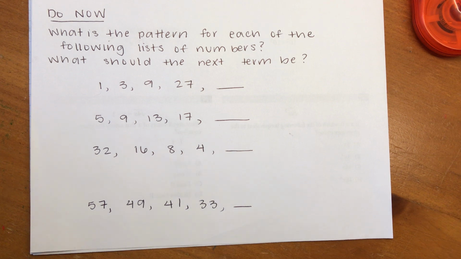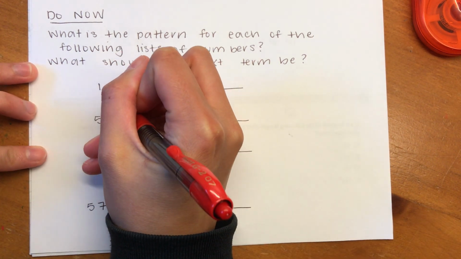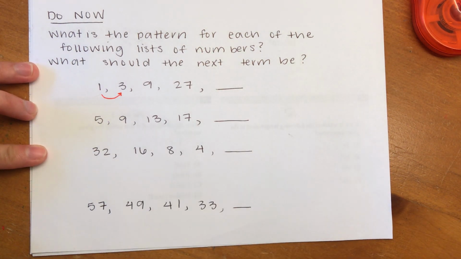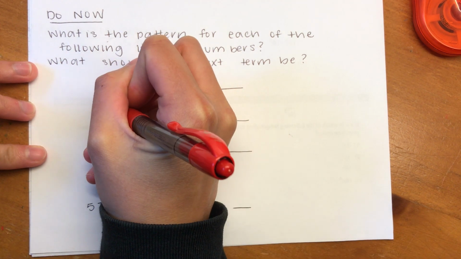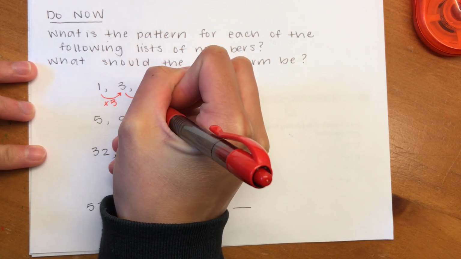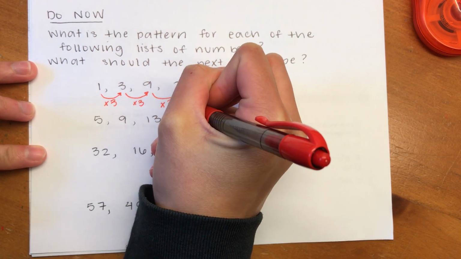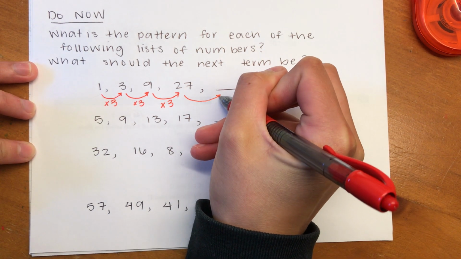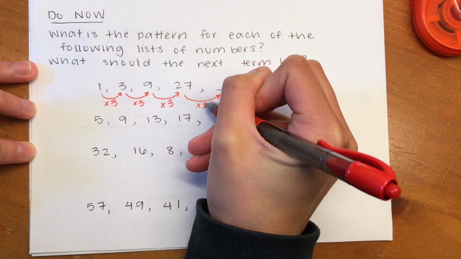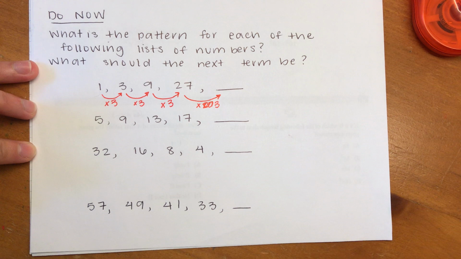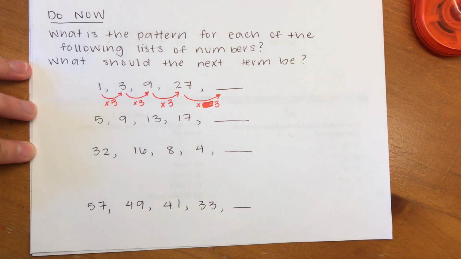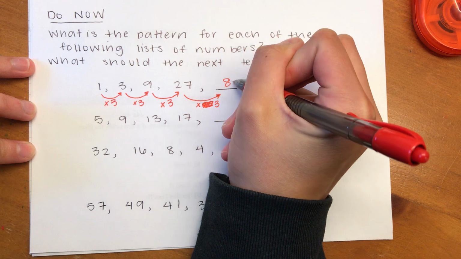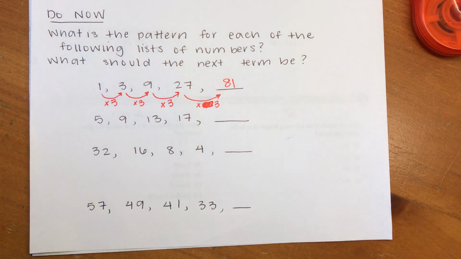All right. So what you should have found for our first problem is that every time we're going to the next number, we're multiplying by 3. So I'm going to write times 3 here, times 3. So if we're going to figure out the next number in this list, we need to multiply 27 by 3. So what is 27 times 3? That's going to be 81. If you already got these answers, feel free to skip to the end and just check the answers.